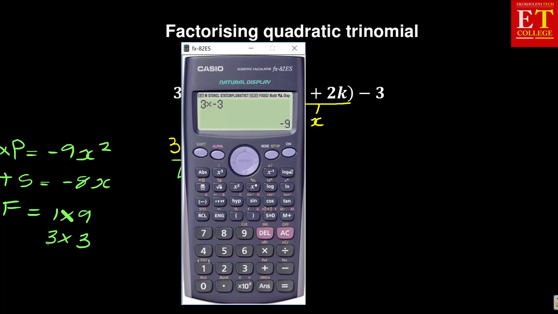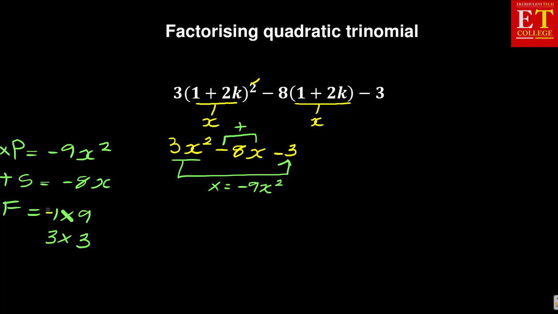You can see that the 3 and the 3 cannot give me 8. Whether I'm adding or subtracting, I can only get a maximum of 6 if I'm adding. So my key is 1 and 9. How can I get a negative 8? If I say 1 minus 9, I'm getting a negative 8. So it means 1 must be positive and 9 must be negative. So I have got the factors being positive 1x and negative 9x.